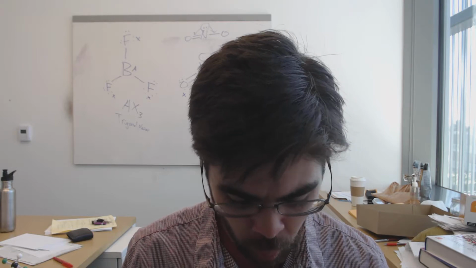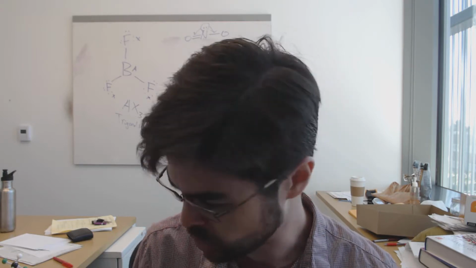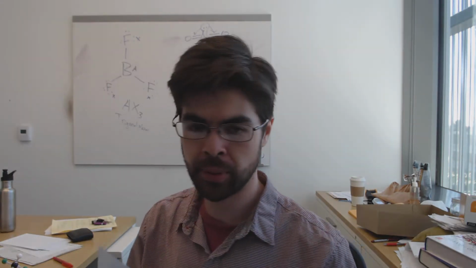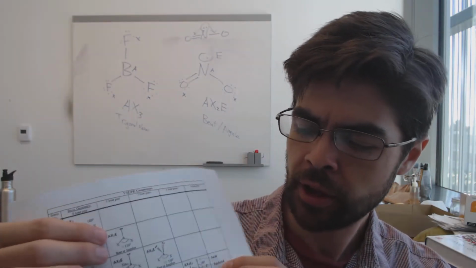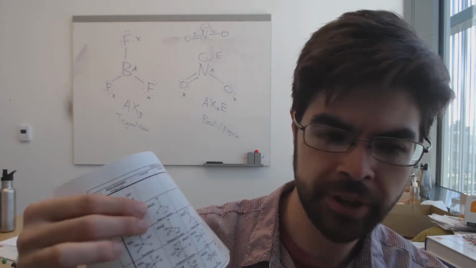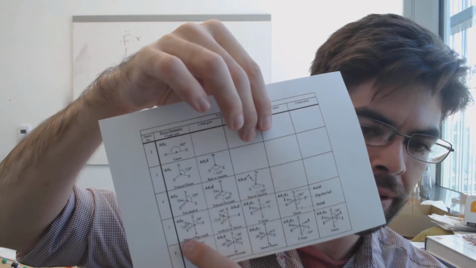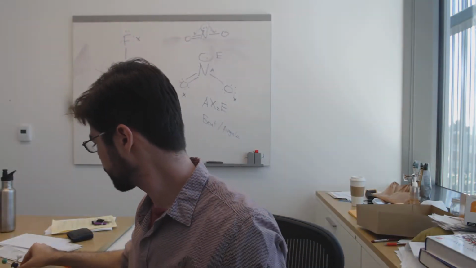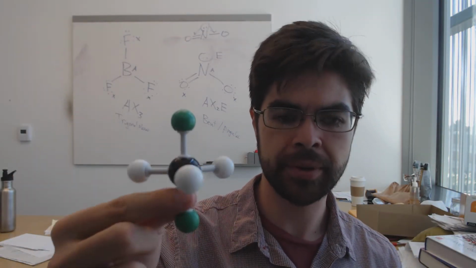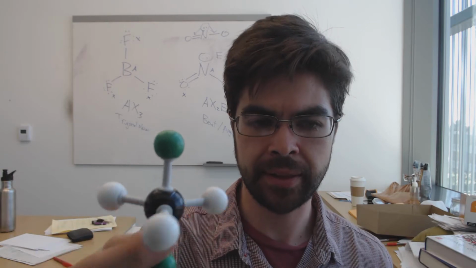I don't understand what axial or equatorial is. So that's something that I put also on the sheet here. This is particular for the trigonal bipyramidal structure when you have 5 attachments. So the trigonal bipyramidal structure looks something like this.